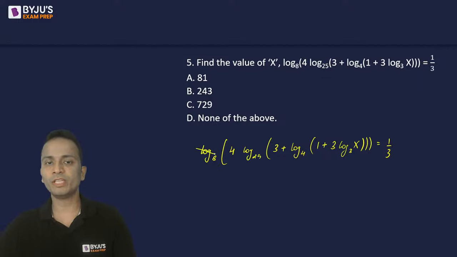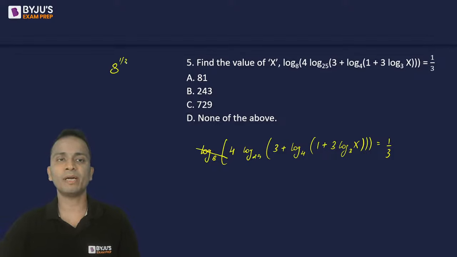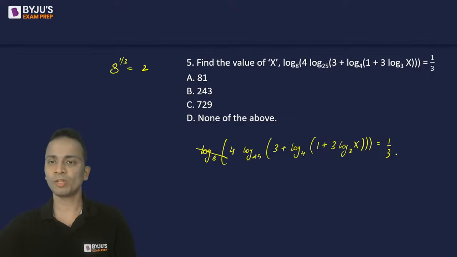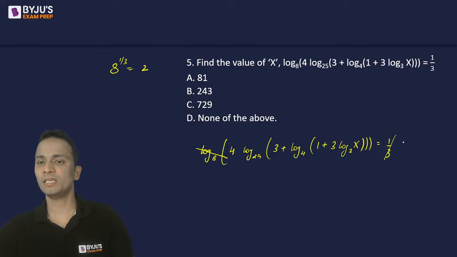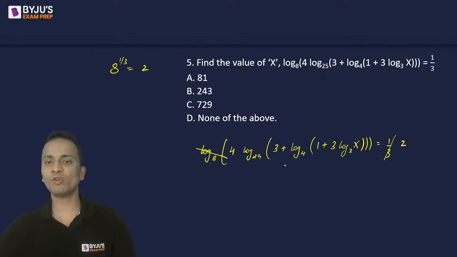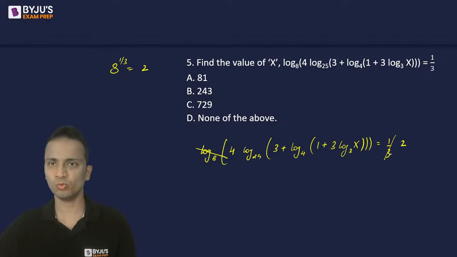So I will remove this part, okay? And on the right hand side, I can write it as 8 raised to the power 1 by 3, that is equal to 2. So instead of 1 by 3, I will have 2 on the right hand side. So this leftover portion will be equal to 2. I will do it slowly, okay? So I have removed log of 8. On the right hand side, it will be equal to 8 raised to the power 1 by 3, which is equal to 2. I'll do it in a single step, okay?